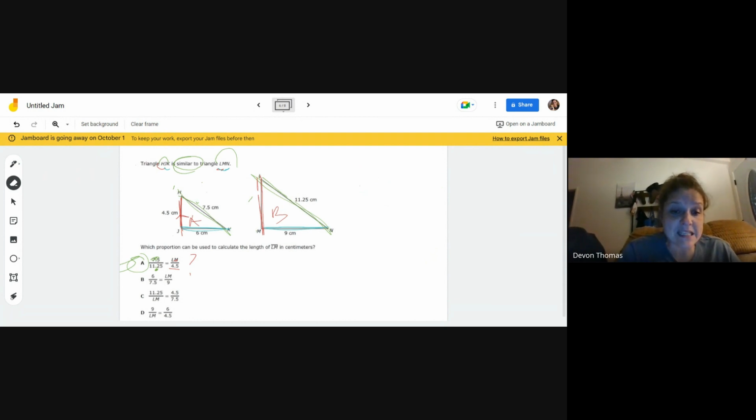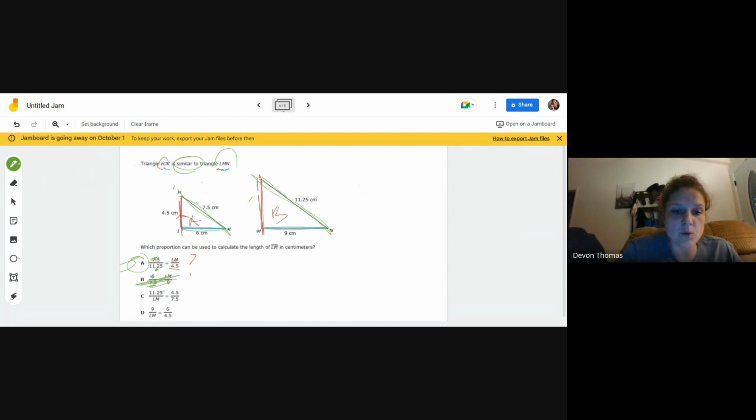So we have 6, which is the blue, and 7.5, which is the green. So we're going blue-green this time in the same one. So 6 and 7.5. It should be 9 and 11.25 to make that equal. It's not. It's LM, which is red. So it's not that one at all. There's no red involved here. So let's check C.